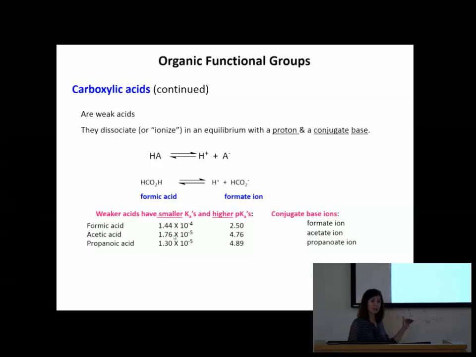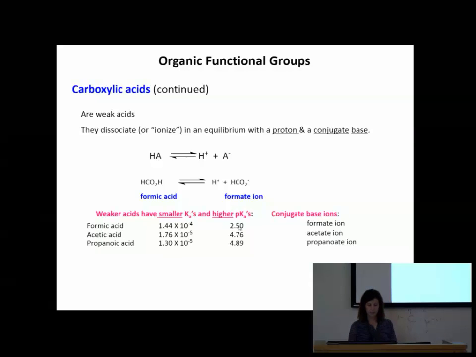And that's because of inductive effects. It's stronger. The bond pulls. It pulls the electrons. More stable. Now, what does this P mean before this Ka?